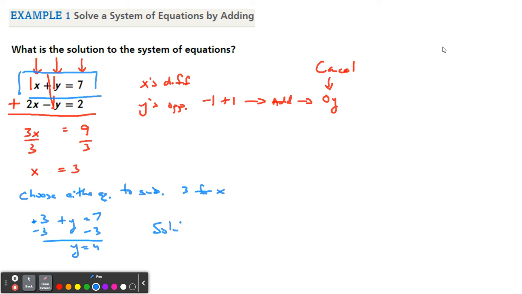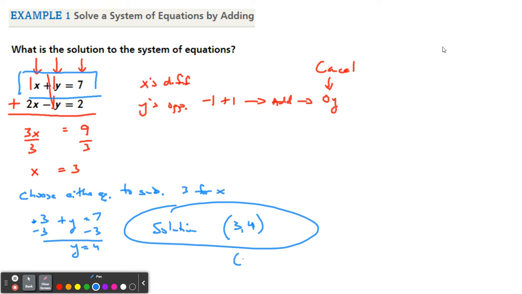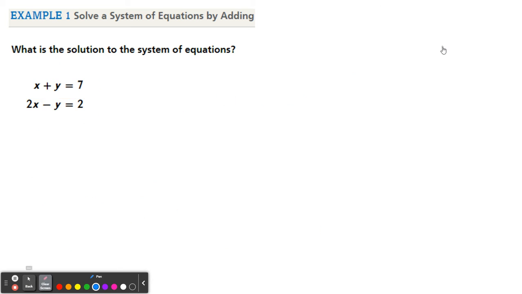So our solution is an ordered pair, x, comma, y. This is our answer, x, comma, y. Don't lose the story from lesson 4.1. It's all about where these two linear equations cross on a graph. Okay, so let's step it up and do another one like this.